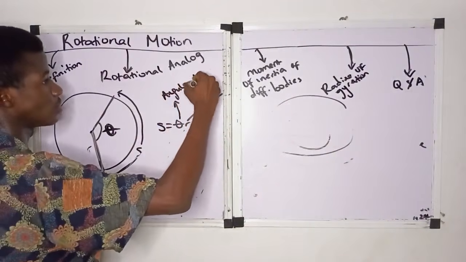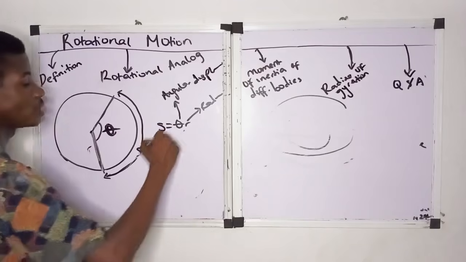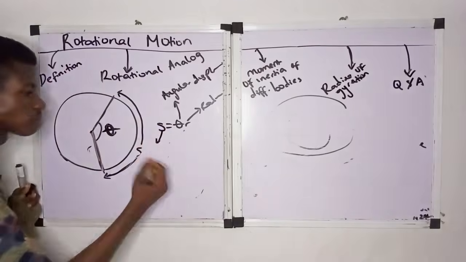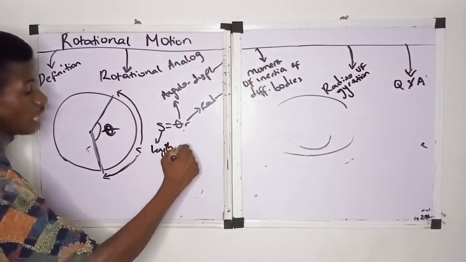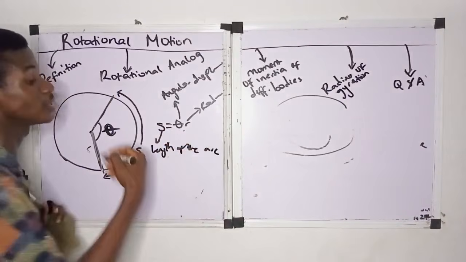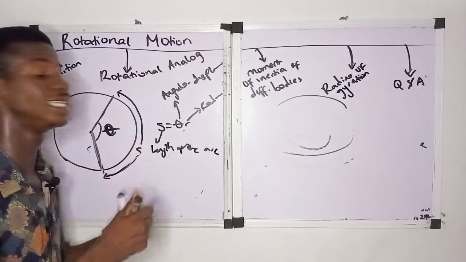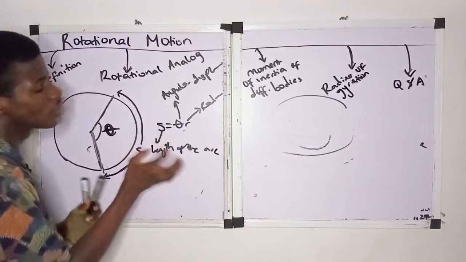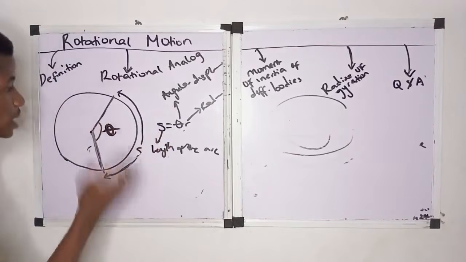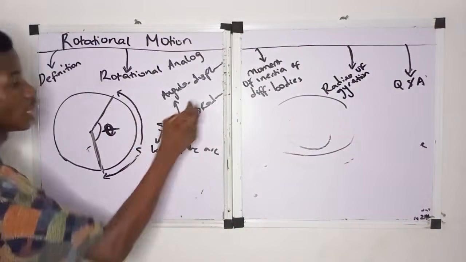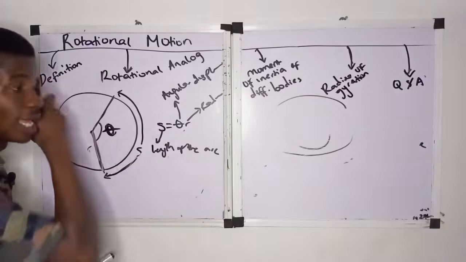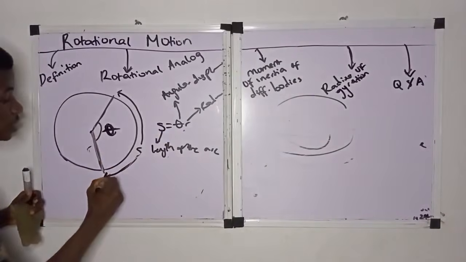Very important, angular displacement. Then this one is known as the length of the arc, or you can simply call it linear distance. So this is known as the length of the arc, this is known as the radius, and this is known as the angular displacement. So S is the length of the arc.